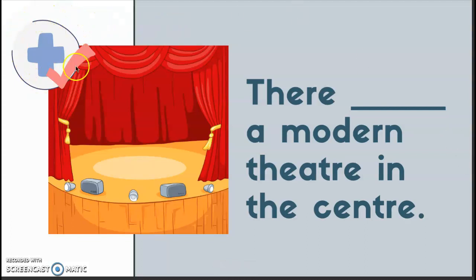Another affirmative sentence. There blank a modern theater in the center. Is this singular or plural? There was a modern theater in the center. There was only one, because we see this word a. There was a modern theater in the center.